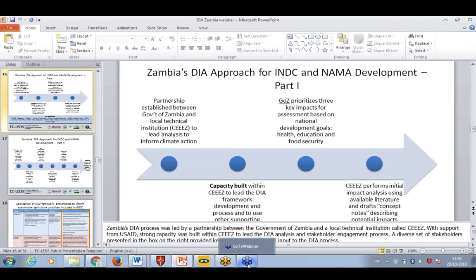So the government prioritized 3 key impacts for assessment, which were based on our national development goals, and these 3 are health, education, and food security. So what CEEEZ had to do was to perform an initial impact assessment using literature review, and then we drafted concept notes for potential impact.